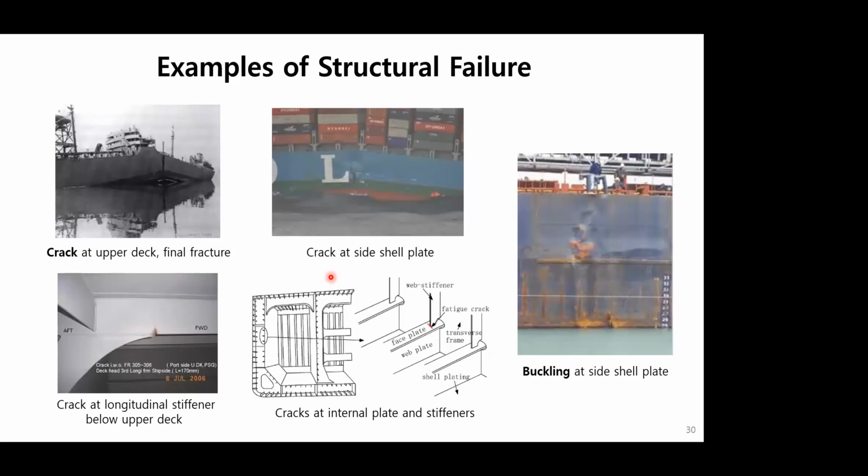Here are some examples of structural failures that a ship can experience in operation at sea. Cracks occur at the upper deck, growing to final fracture. Cracks at the bow, side shell cracks, and buckling in the side part.